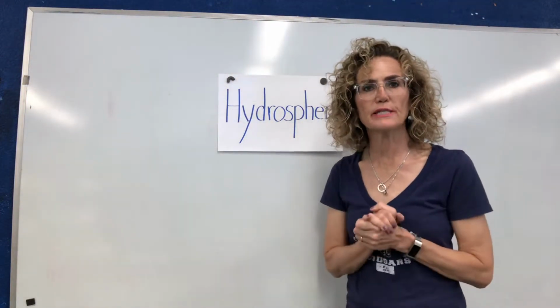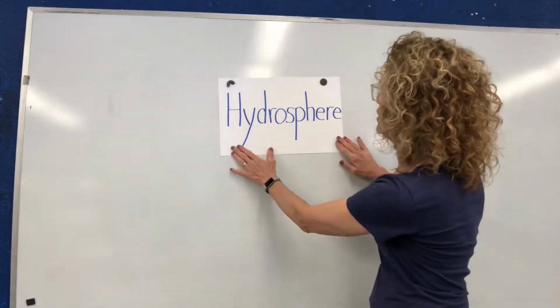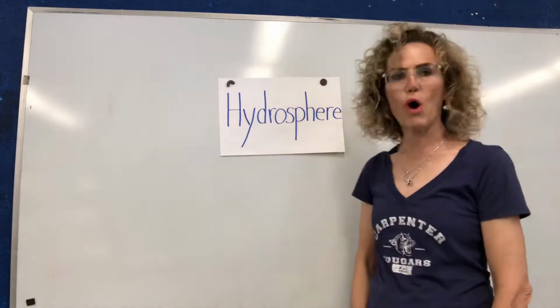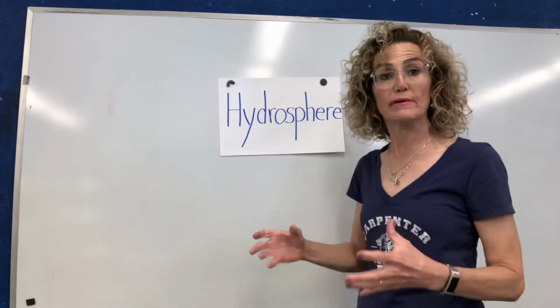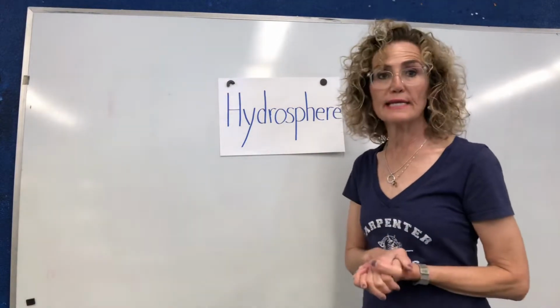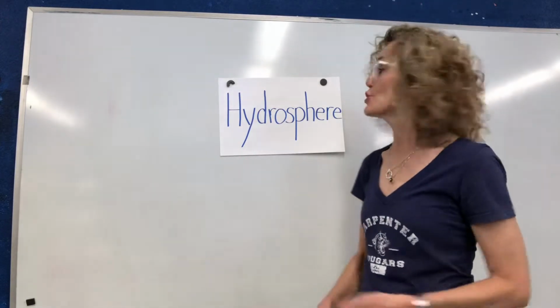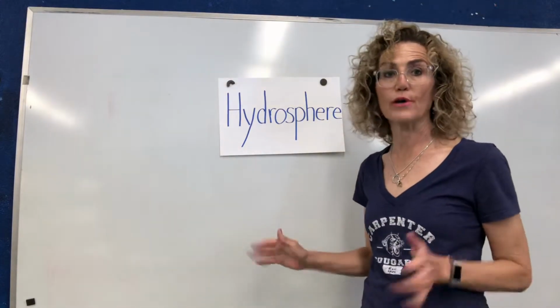I'm here to talk to you about our next sphere in our book project, the hydrosphere. Hydrosphere. So when we look at the word hydro, that means water. So the hydrosphere is all of the water that exists on Earth in all its forms. Water can exist as a solid, as a liquid, and as a gas. So the hydrosphere includes all types of water on Earth.